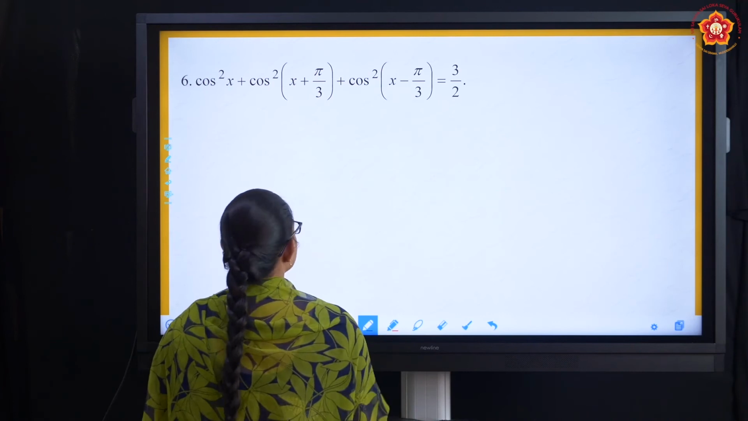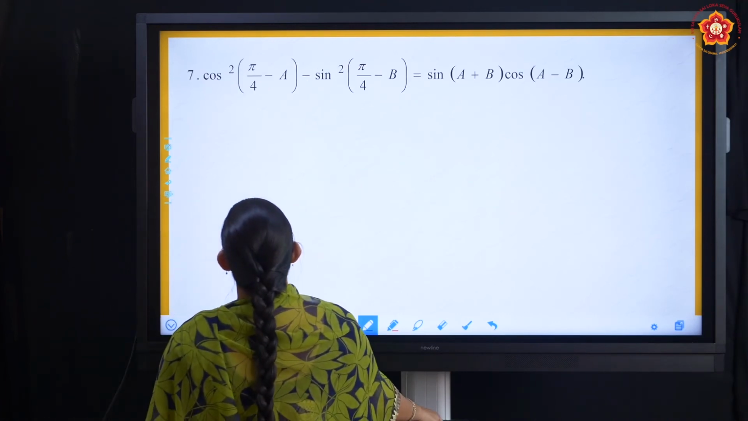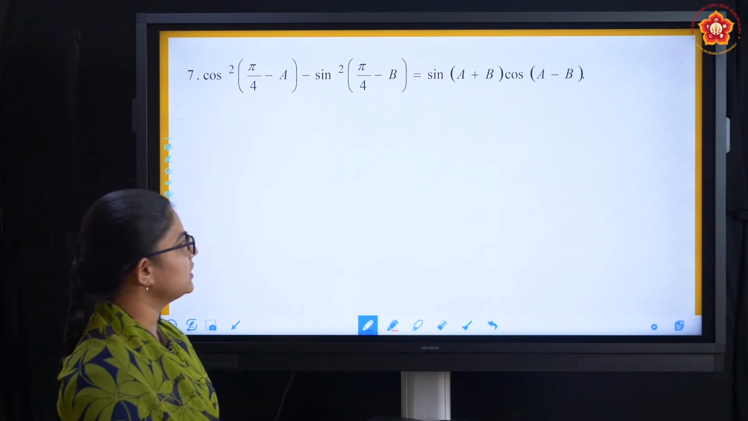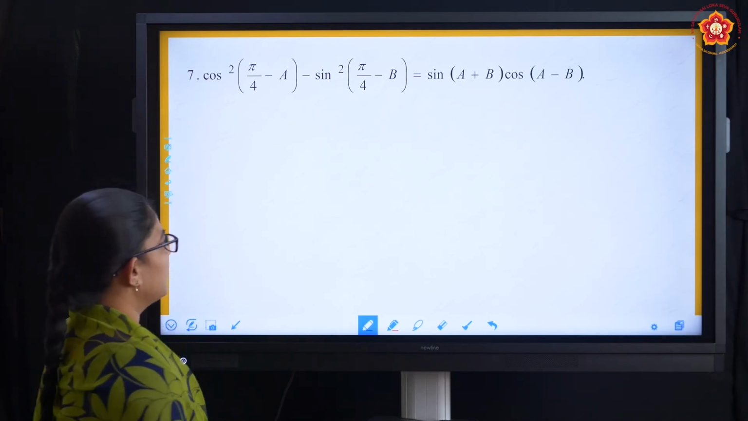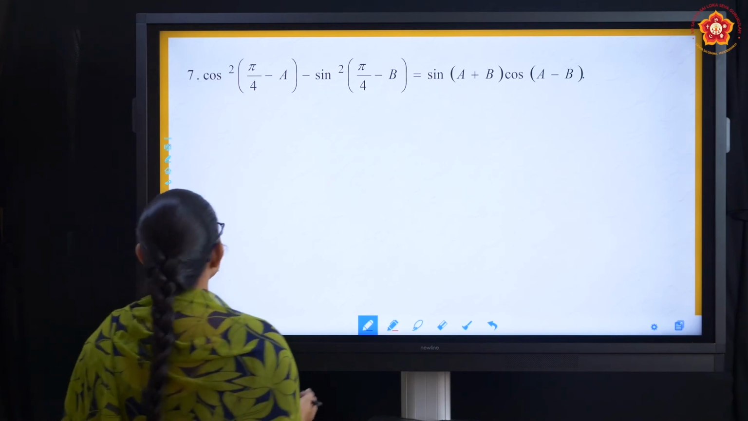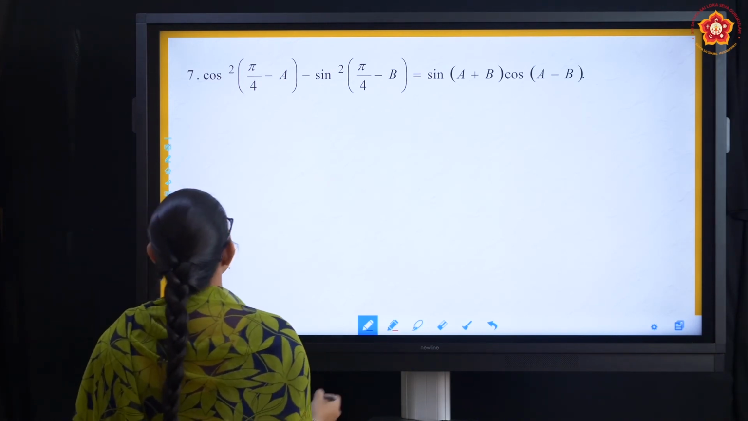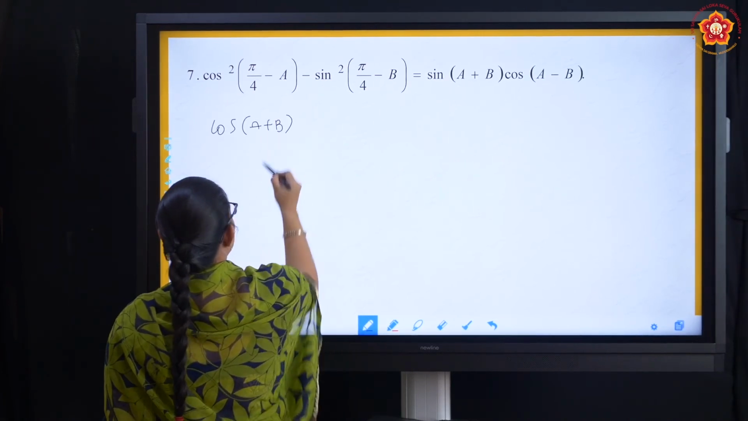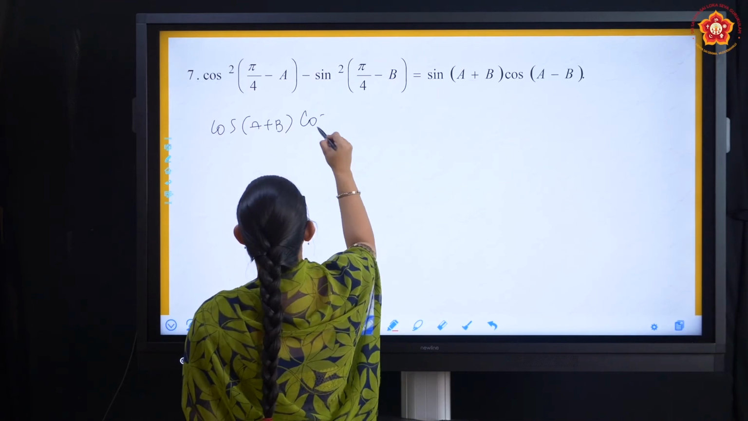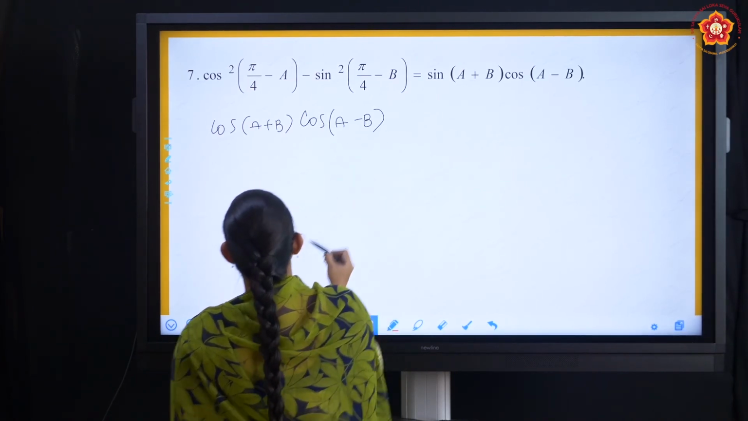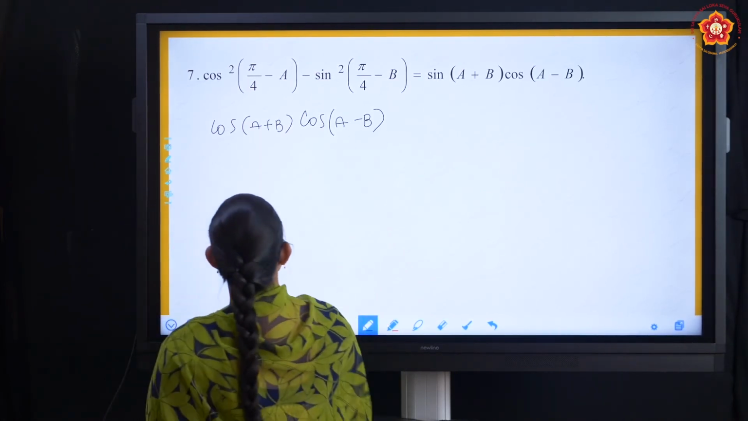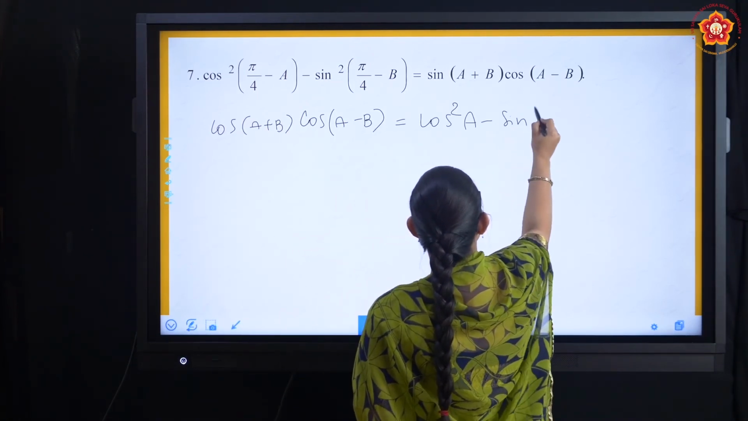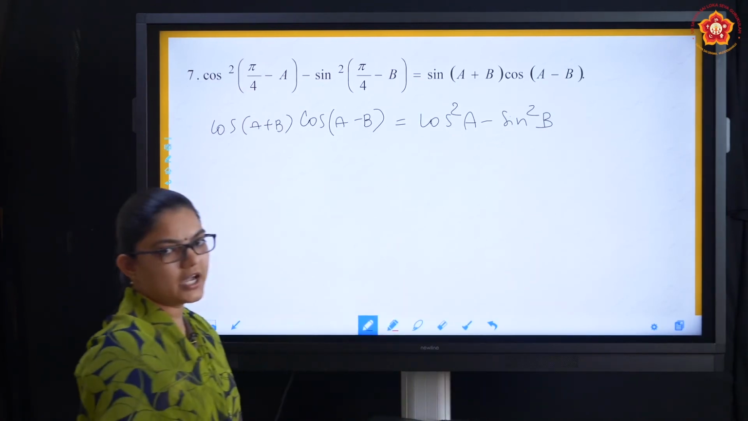Now let us see the next problem. We have cos square pi by 4 minus a minus sin square pi by 4 minus a is equal to sin a plus b into cos a minus b. So we can prove this by using one identity, that is we have cos a plus b, or cos x plus y into cos a minus b, that is cos x plus y into cos x minus y is equal to cos square a minus sin square b. This is one of the identity.